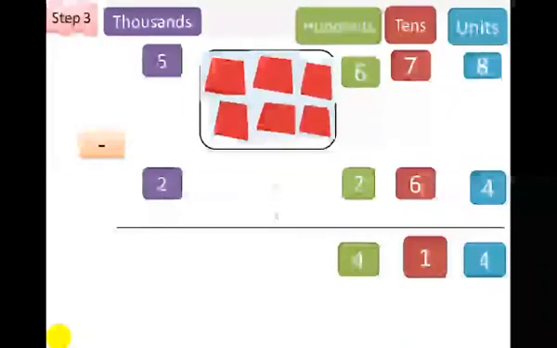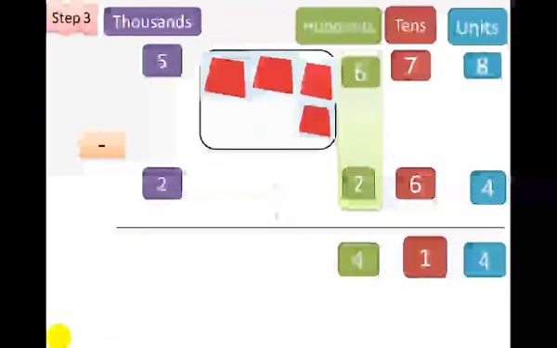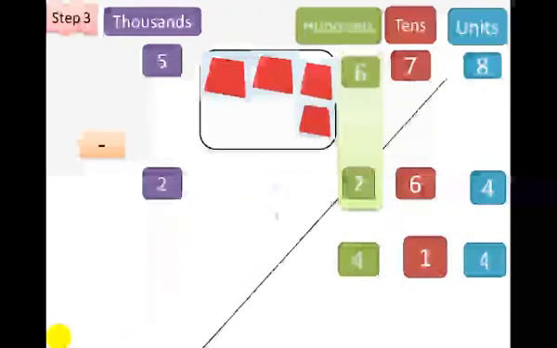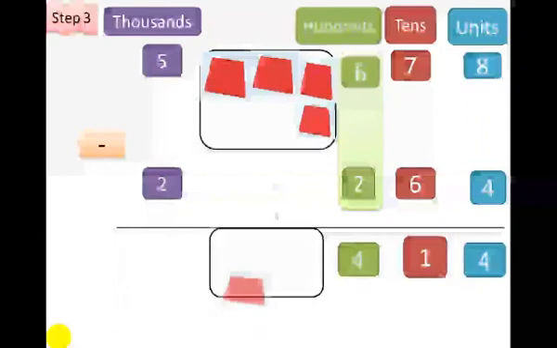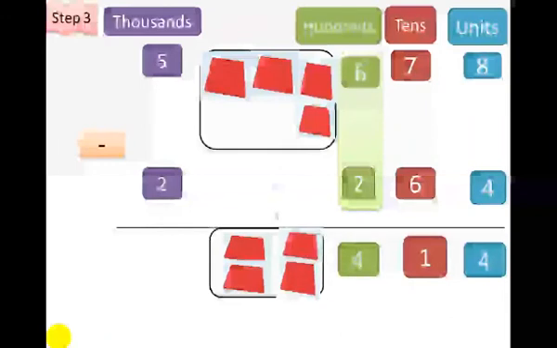Next, we subtract the digits in the hundreds place. 600 minus 200 equals 400.